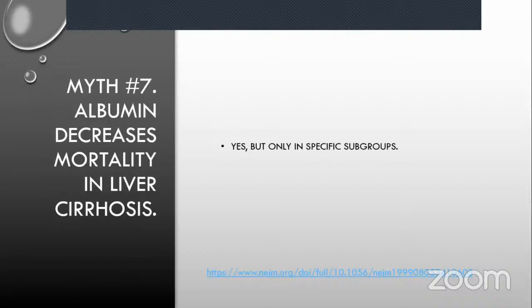Seven, albumin decreases mortality in liver cirrhosis, yes, but only in specific subgroups, like I've said. In patients with liver cirrhosis, you'll have ascites, sometimes you'll have SBP. If you're doing large volume paracentesis and you're not replacing albumin at a rate of 5 to 8 grams per liter of ascitic fluid removed, these patients end up with AKI. However, in other studies, if you already have a decompensated liver failure, there will be no benefit.